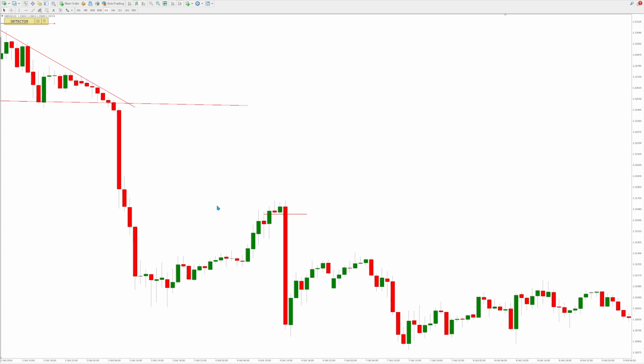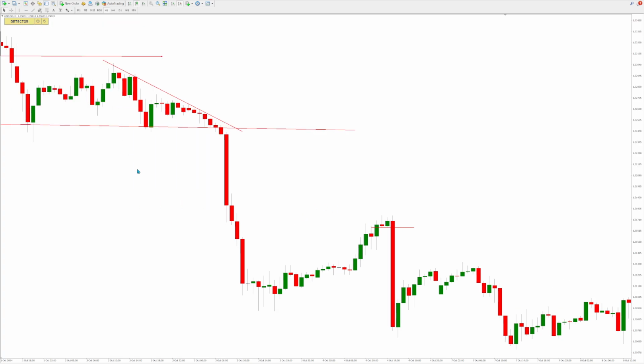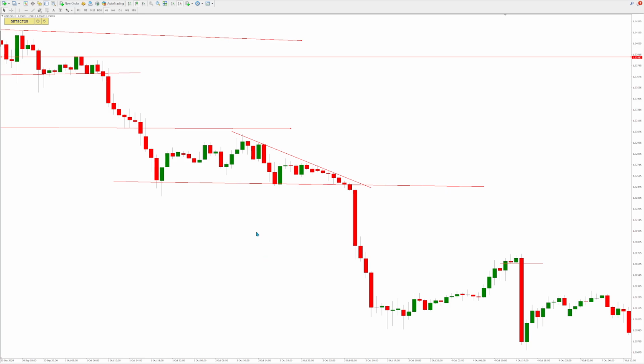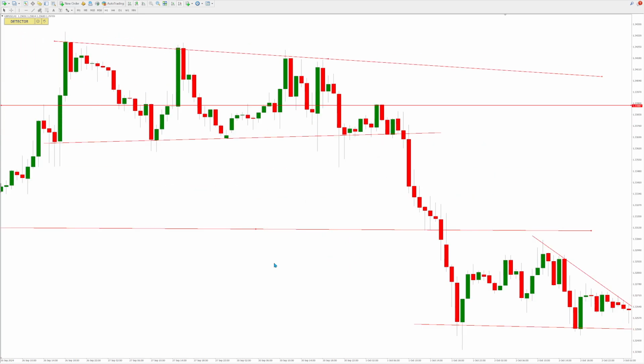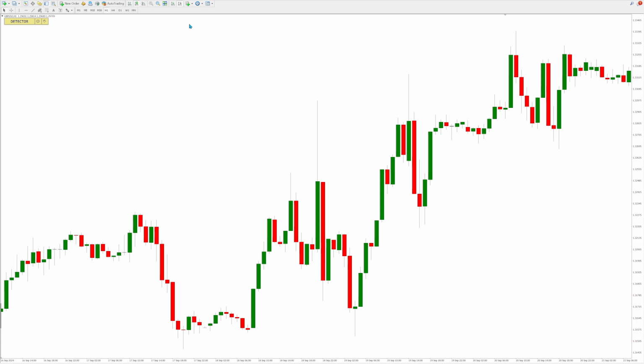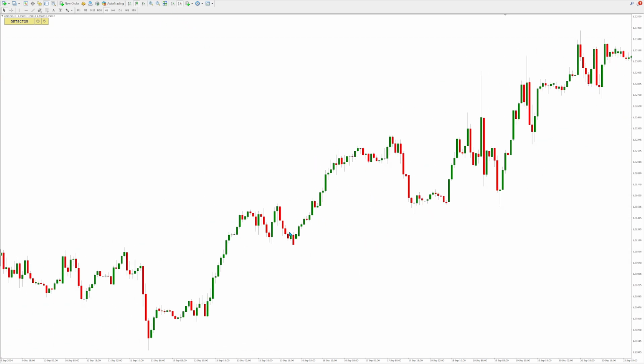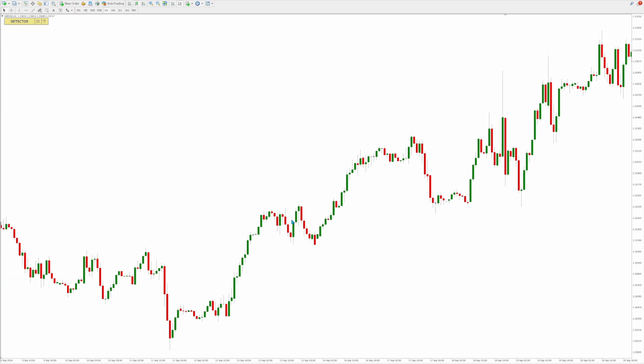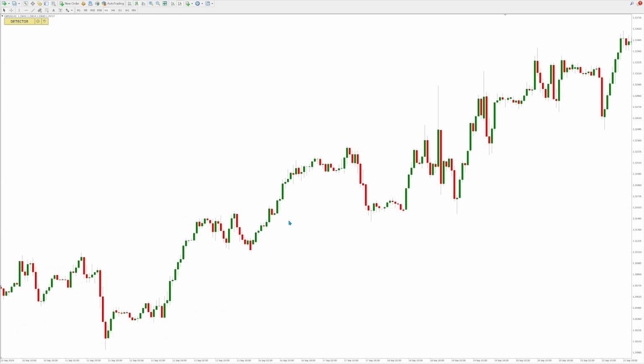So matching high, you're looking for a reversal from resistance. Matching low, you're looking for a breakout of support, to the downside obviously, in the sell trend. If we look at an uptrend, let me see if I can find one. So this is an uptrend here.